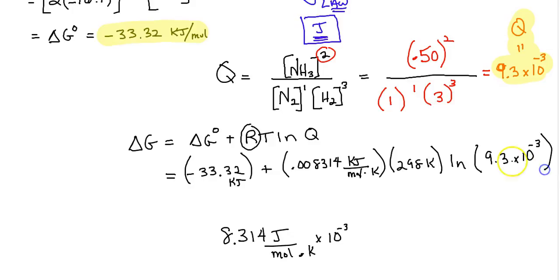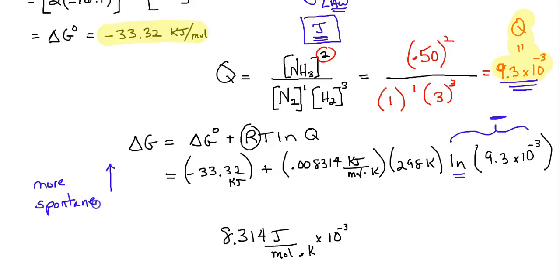Now I want to stop here for a second and make some sense of this. Look at our Q. Our Q is less than 1. We get a number less than 1, the natural log of a number less than 1, this expression right here is going to go negative. And that negative is going to make this whole number negative, which is going to be added to this negative, which means our delta G is going to become more spontaneous. You must understand that. Forget just the math.